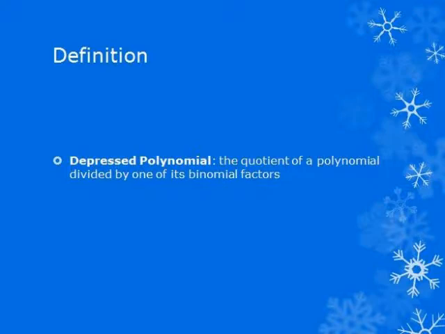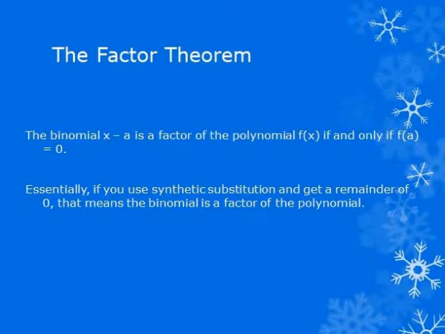So we've done that already. And now the factor theorem. The binomial x minus a is a factor of the polynomial if and only if f of a equals 0. So what we're saying here is if we use synthetic substitution and I plug in a value and I get 0 for a remainder, that means that that factor, that number, is a factor of the polynomial.